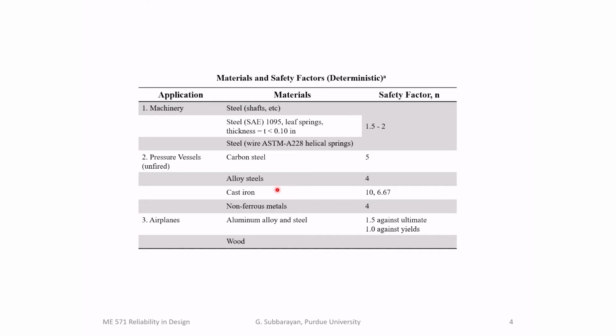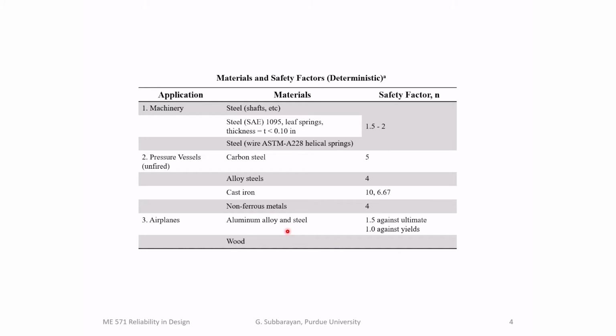And if the same pressure vessel were to be made with cast iron, we would use an even higher safety factor. And the reason for that is because we have less confidence in our understanding of the strength of cast iron. There's more variability. And therefore, we would use a much higher safety factor. If it is alloy steels, we might use a slightly lower safety factor because we have greater confidence in the strength of alloy steel, and similarly non-ferrous materials.